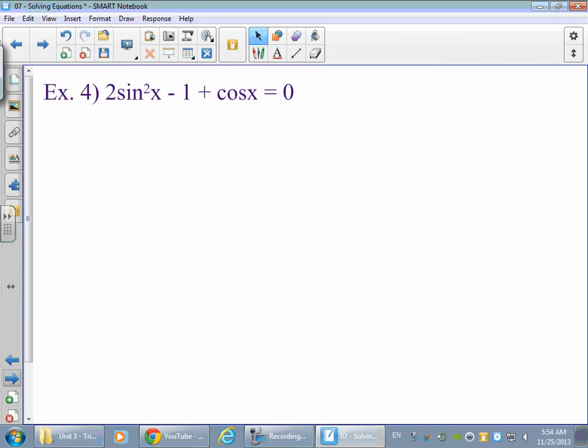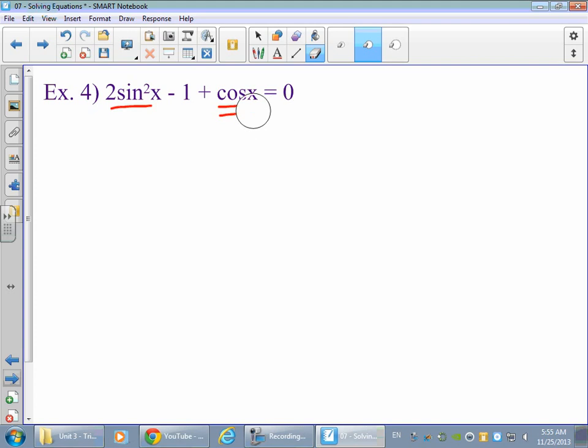Last example here. Again, maybe a little bit tougher. The problem with this one is I have sines and coses together, and so I won't be able to work with those very nicely. I can't factor this. If I rearrange it, I can get sine x on one side, but I'll still have cos x on the other. So what I'm thinking is, I would like everything to be sine or everything to be cos.